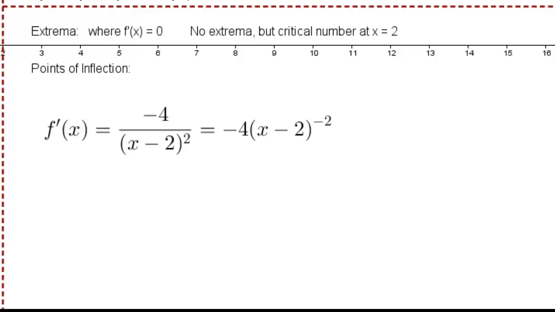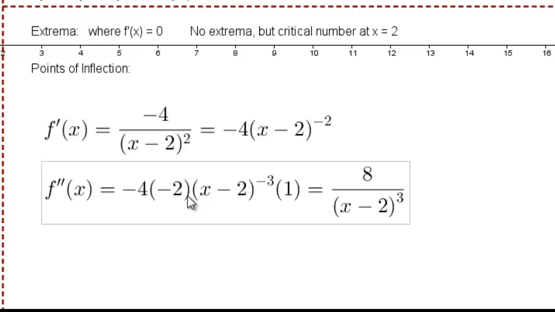And I'm going to rewrite this, rather than using the quotient rule on this, in terms of exponential powers. It becomes -4 times (x minus 2) to the -2 power, which I can use the power rule and the chain rule to find the derivative of pretty quickly. And when I do take that derivative, I get -4 times the derivative of that x minus 2 term, which is -2 times (x minus 2) to the -3 power, times the derivative of what's inside, 1, that's the chain rule. And simplified, that becomes +8 over (x minus 2) to the 3rd power.